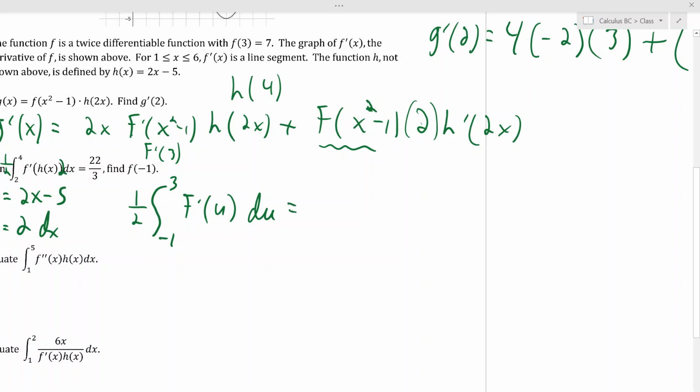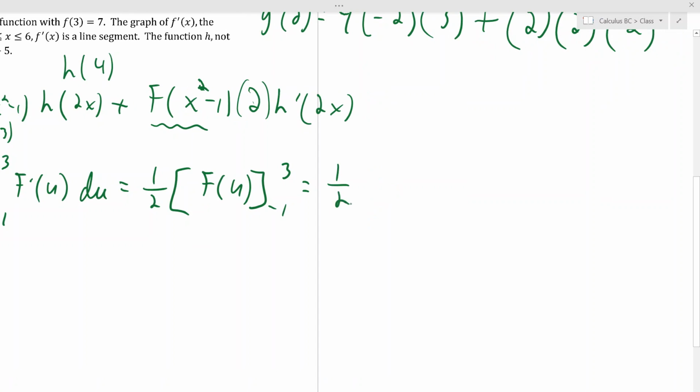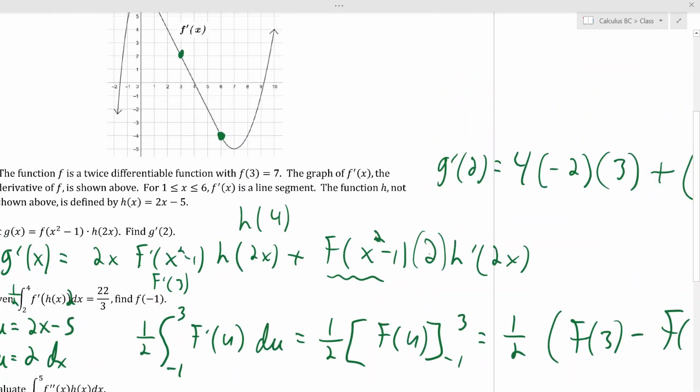Elliot. So it's going to be 1/2 times f of u from -1 to 3, which is 1/2 f of 3 minus f of -1. True. And we know what f of 3 is. It's 7.